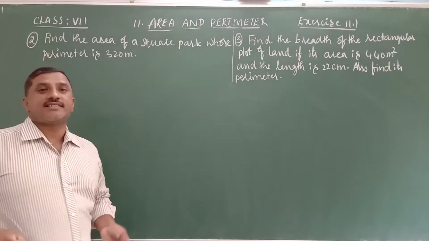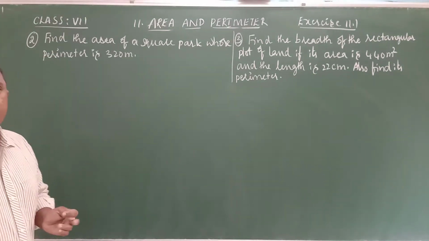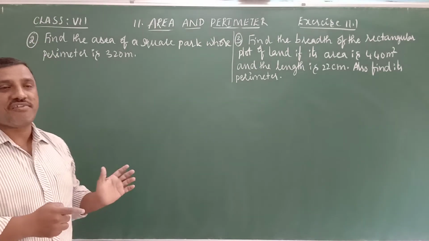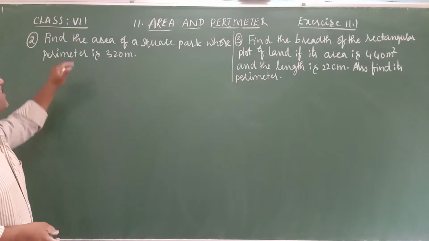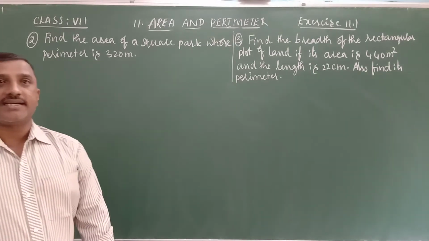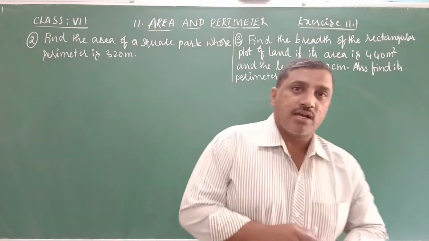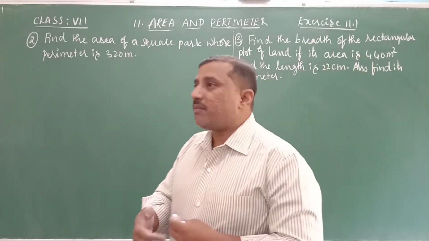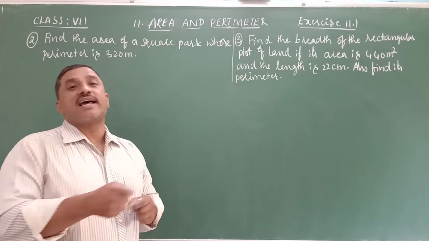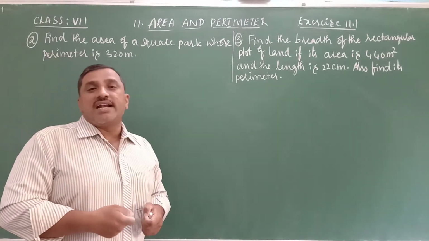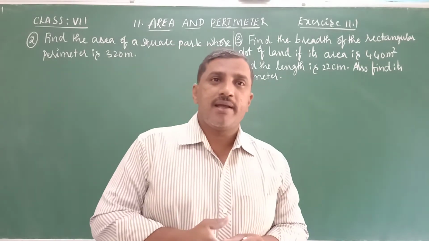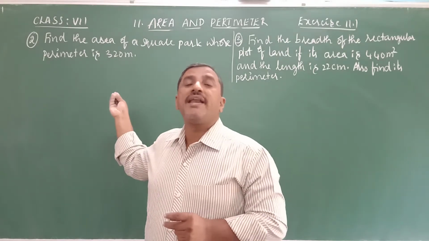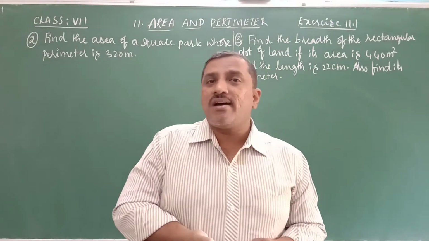Now we will discuss exercise number 11.1, the second question. Find the area of a square park whose perimeter is 320 meters. What we have to find is the area of the square park. So immediately recollect the formula to find the area of a square: it is side into side. When we know the length of the side of a square, we can find its area. Now, is the side given in the question? No. What is given here? Perimeter is given.